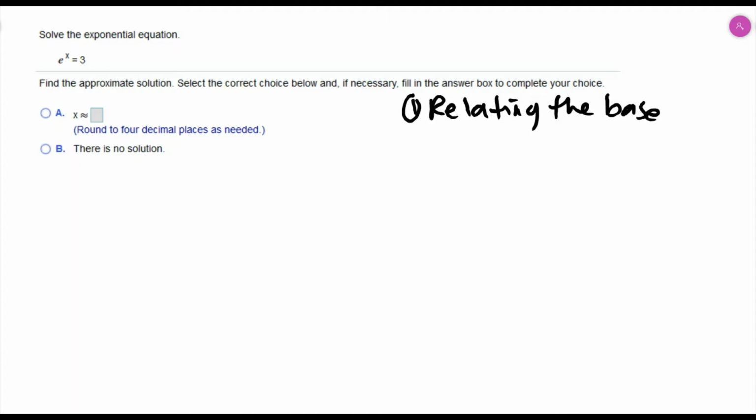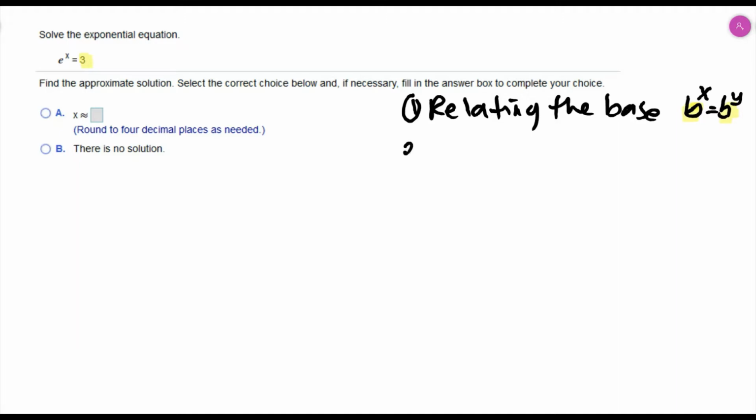In order to do relating the bases, you have to be able to write the equation as b to the x equals b to the y. And what that means is that the bases need to be the same on both sides of the equation. We're not able to change that 3 to have an e to a power without maybe a calculator. So we're not going to use relating the bases.